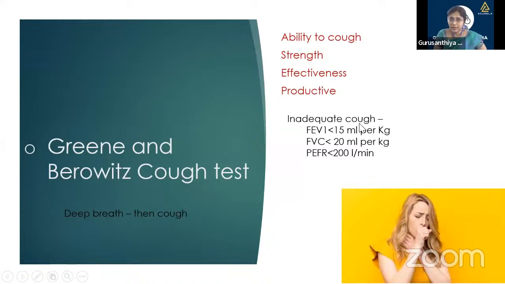If the cough is inadequate, it means the FEV1 is less than 15 ml per kg, forced vital capacity is less than 20 ml per kg, and the PEFR is less than 200 liters per minute. All of these predispose the patient to increased postoperative pulmonary complications.